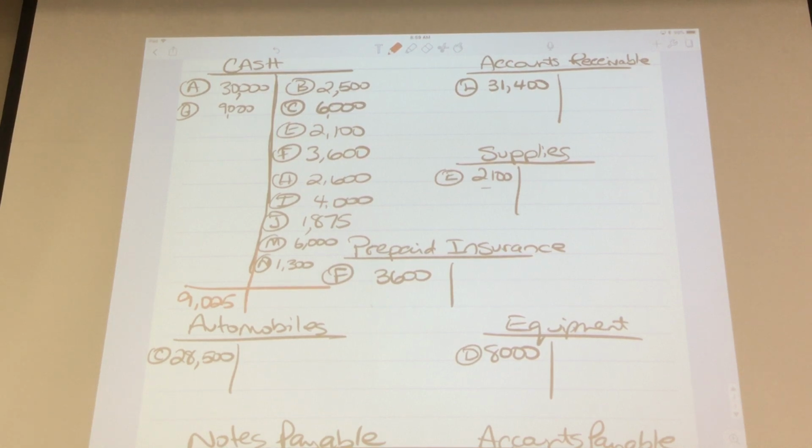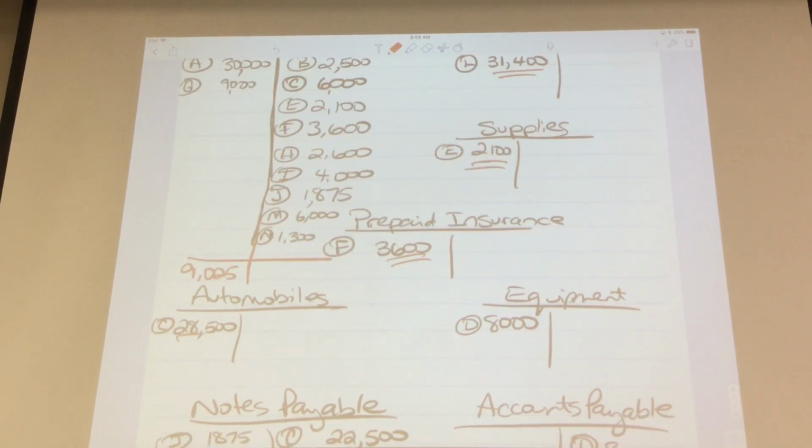Okay. All right. Now, the accounts receivable is an asset, but it only has one balance or one transaction. Supplies is the same way. Prepaid insurance is the same way. The automobiles, same way. We have the balances, the amount of the one transaction.